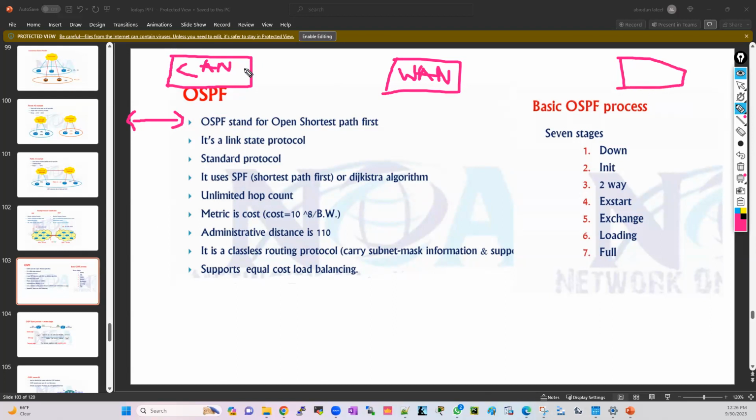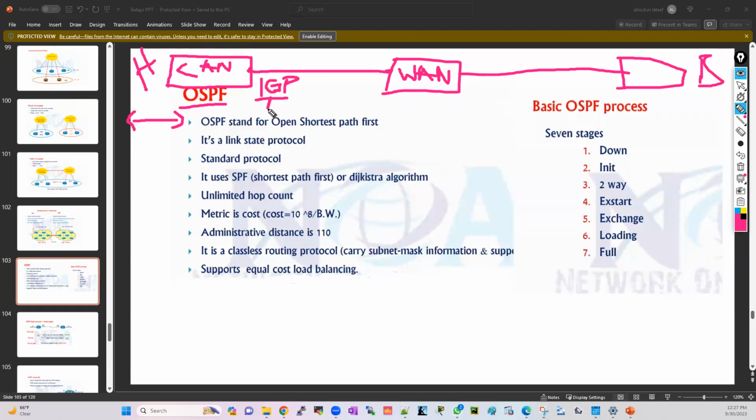Now, if we are connecting our LAN to the WAN, and then we are connecting our WAN to another LAN, maybe this is our headquarters and this is our branch office or our partner network. Between this LAN and WAN, OSPF is not used. That is why, when we were talking about OSPF, I touched base on some of the concepts before. It is an interior gateway protocol. It falls under this category.